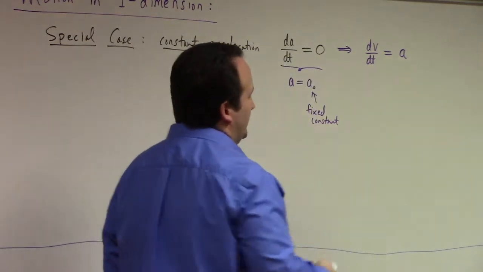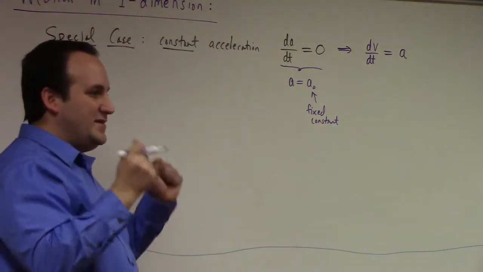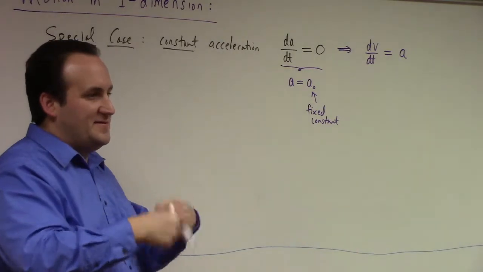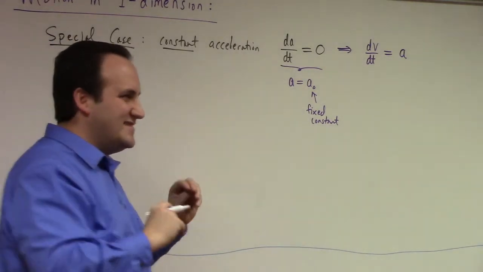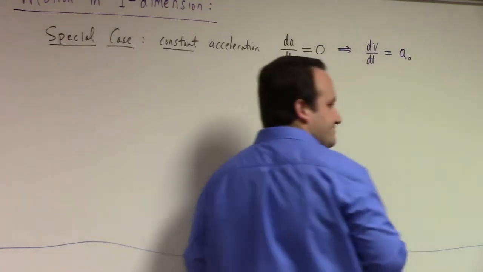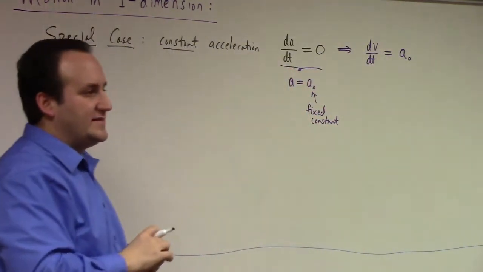So I just slap a little sub naught on it to make you think about it being a number as opposed to being the variable representative of the change in velocity. So let me just put a little naught. Emphasize it's constant.